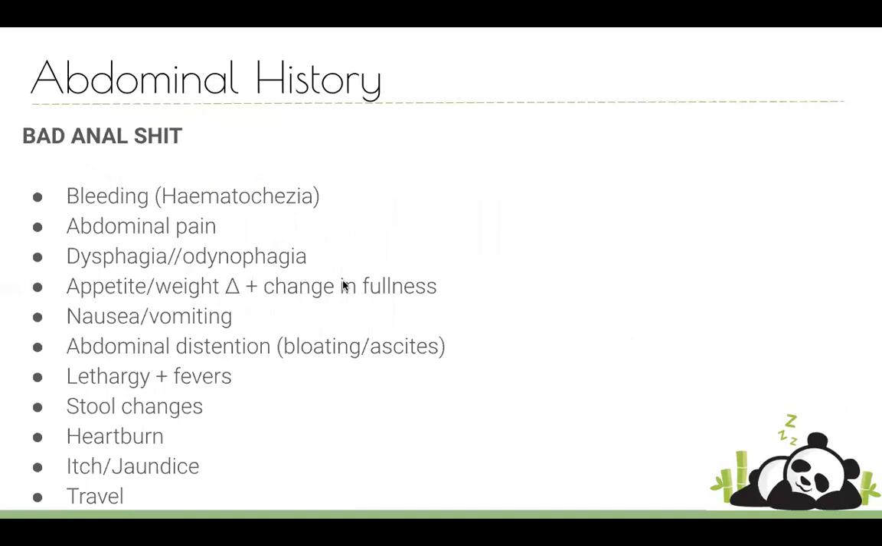This is your abdominal history. It's really easy. This is a mnemonic that I didn't actually use, but it's "bad anal shit." You can remember it pretty easily because it's actually related to the abdomen. So bleeding, so hematochezia, abdominal pain, dysphagia or odynophagia.